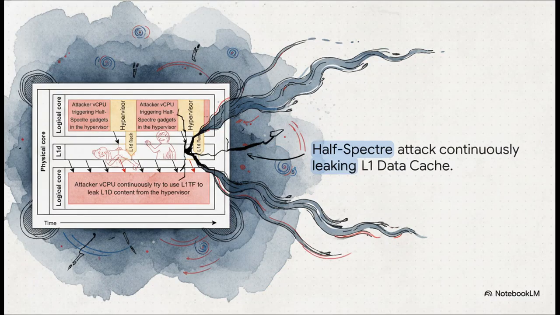And man, these hardware flaws go deep. Take a look at this half-Spectre hyperthread attack. A malicious virtual CPU can actually trick the hypervisor into speculatively fetching and pulling sensitive mapped data directly into the level 1 data cache, where another thread just continuously leaks it out. It's literally weaponizing the hardware's own speed optimization features against itself.